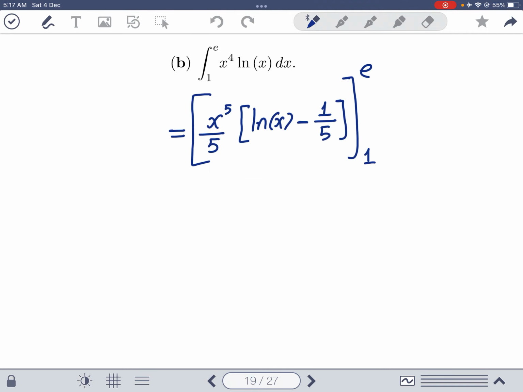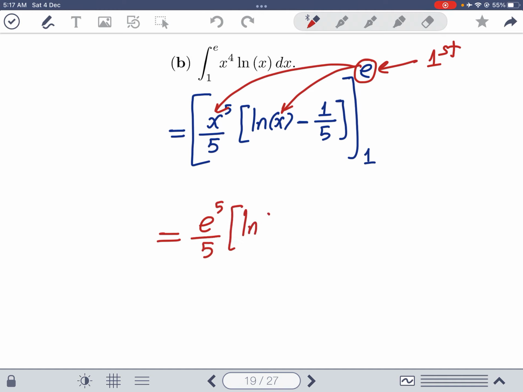So first you put e, and we'll do it in red. Put e where x should be. A common mistake, I will tell you, is that some students start by substituting the bottom limit first. This is wrong. The one on top of the integral is the first one you substitute. So it will be e to the 5 over 5 times ln of e, which is 1, minus 1 over 5. We know that ln e is 1.